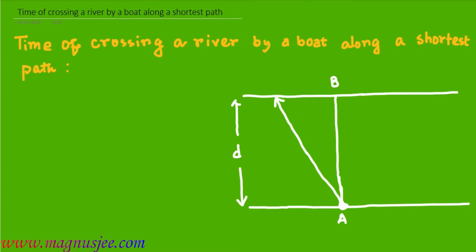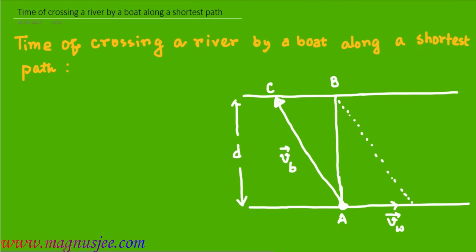The actual motion of the boat will be along AC with velocity vector VB. The boat will try to travel along AC with a velocity vector VB, and the water of the river will be flowing towards the right with a velocity vector VW. VW is the velocity of flow of water of the river, and the actual motion of the boat will be along AC with a velocity vector VB.